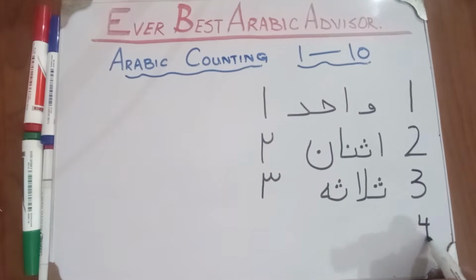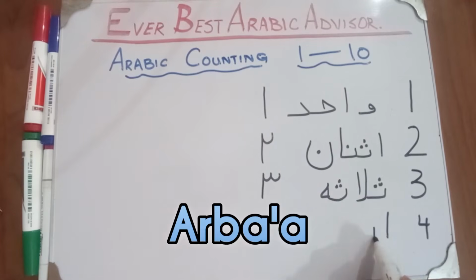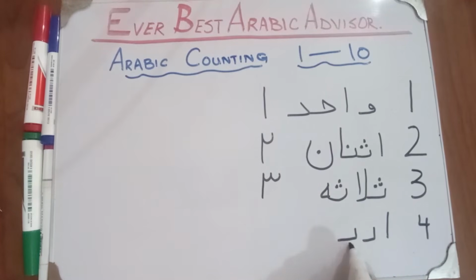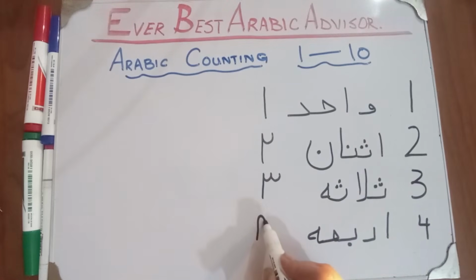Number 4, it is arba. Alif, ra, ba, ain, and ha. Arba. The Arabic numeral number 4 is just like this.